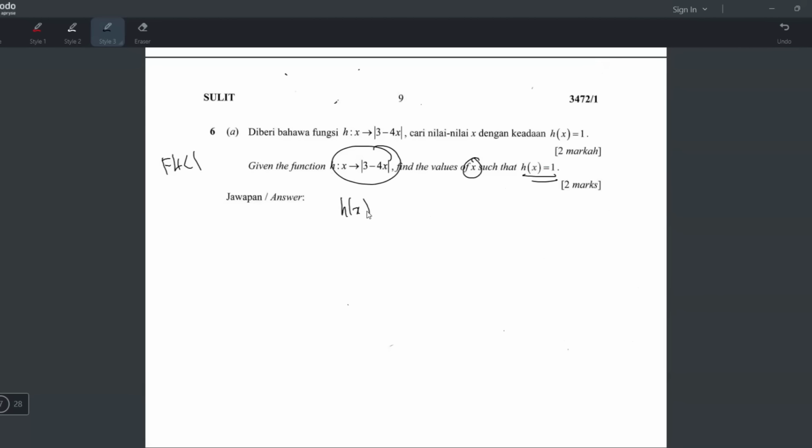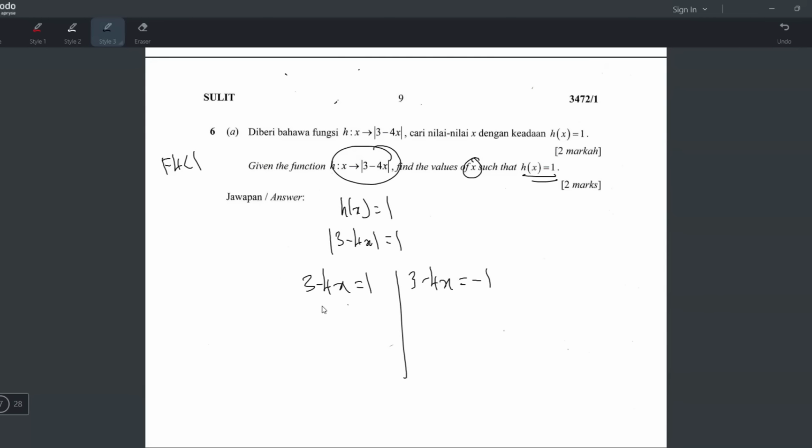So if h(x) equals 1, that means this whole thing, modulus 3 minus 4x equals to 1, and you are trying to find x. Okay, when you're trying to find x, how you want to do this? You have to pindah the modulus dulu. Okay, when you pindah modulus, ada dua jawapan, satu positif, satu negatif. So 3 minus 4x equals 1, another one is negative 1. And then cari x dari sini lah.